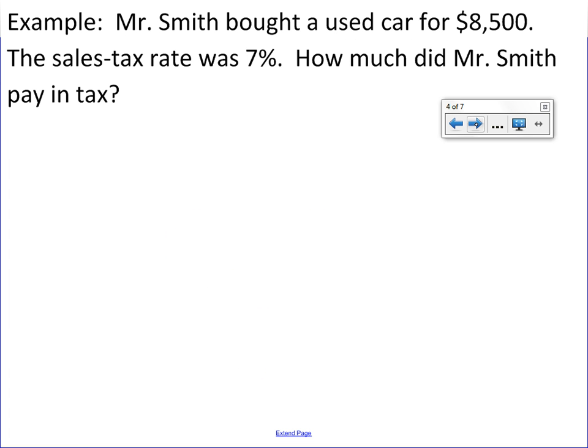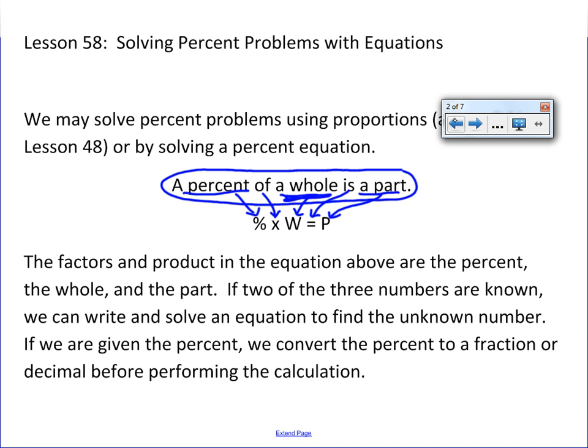Mr. Smith bought a used car for $8,500. The sales tax rate was 7%. How much did Mr. Smith pay in tax? Okay, this one isn't one that we can really just write it the way that we read it, but if we go back to the very first slide, we can remember our percent equation.